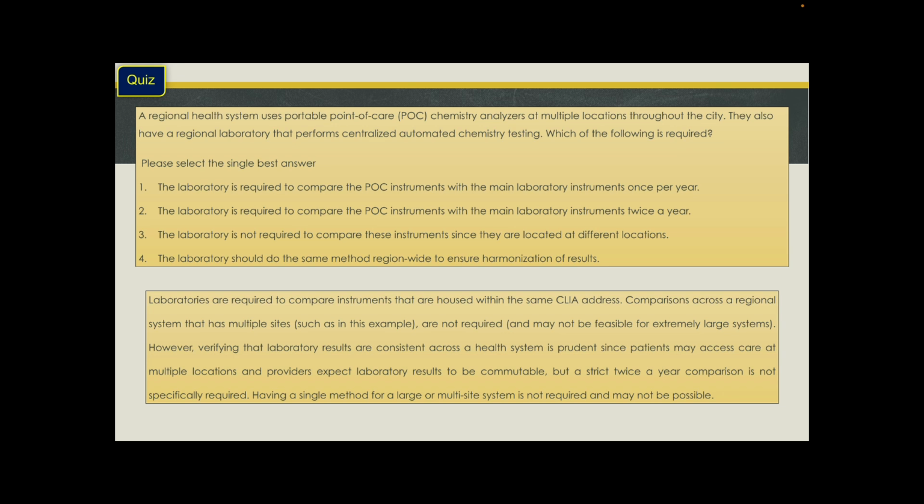Comparisons across a regional system that has multiple sites, such as in this example, are not required and may not be feasible for extremely large systems. However, verifying that laboratory results are consistent across a health system is prudent since patients may access care at multiple locations and providers expect laboratory results to be commutable, but a strict twice-a-year comparison is not specifically required. Having a single method for a large or multi-site system is not required and may not be possible.